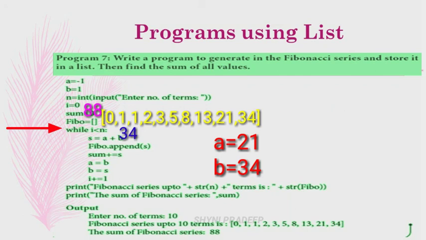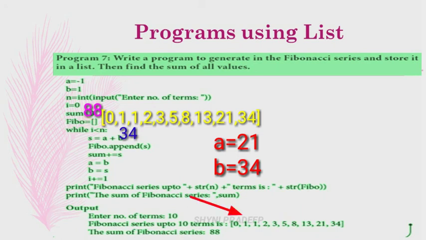Okay. So see this print statement. Print Fibonacci series up to here plus str n means total number of terms. So here you have to write 10. Next terms is, and the next plus str Fibo means Fibo value, which means you have to enter the Fibo list values, 0 to 34. So here this Fibo list will be printed on this output screen.